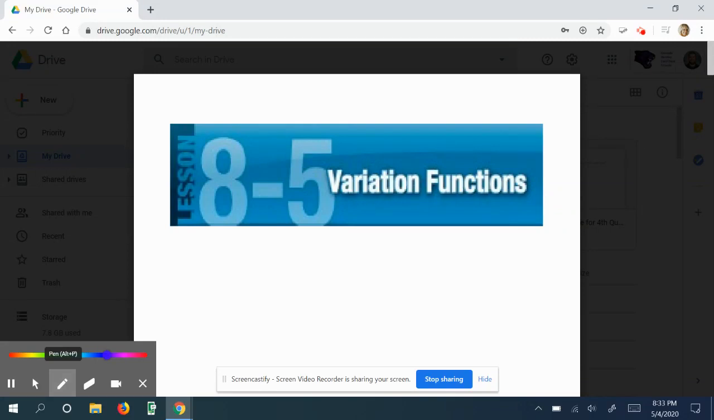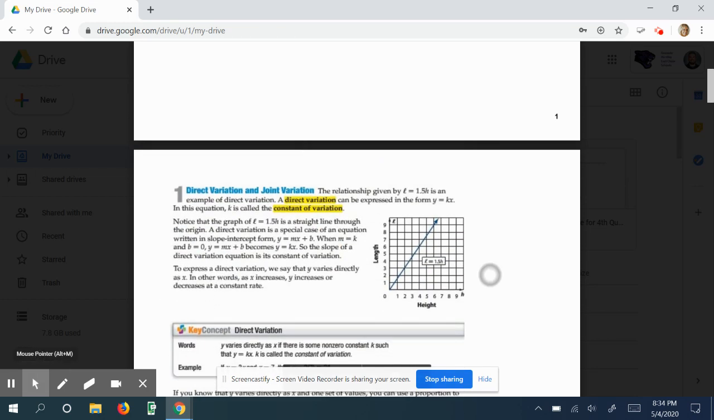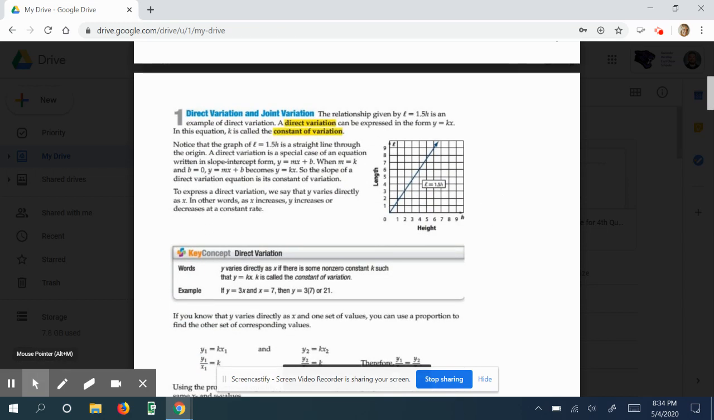So today we're going to be talking about section 8.5, which is on variation functions. So what is a variation function? Well, there's lots of different variations, and we've looked at some of them, but maybe you haven't called them these things. One of which is called direct variation, and that was back when we did line problems when you just had a slope and no intercept. These were called direct variation problems.